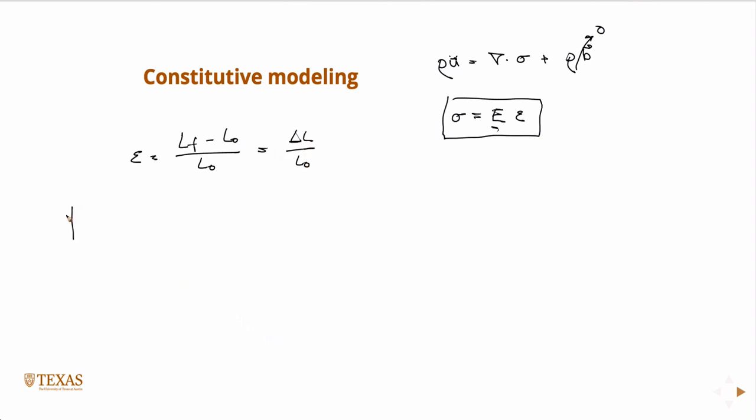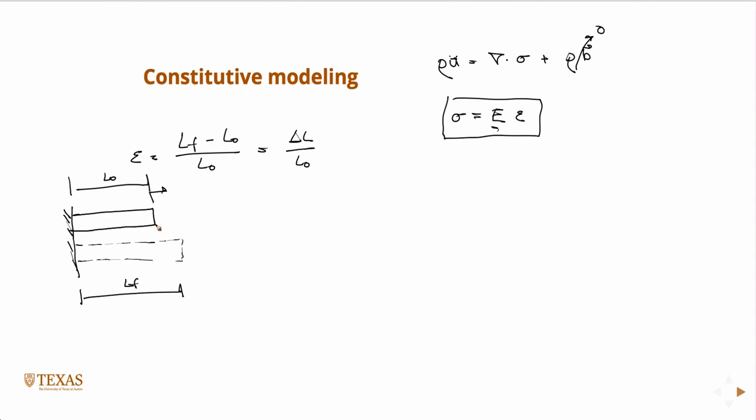And of course, to have a picture, if I have a bar and I pull on the end of it and I deform the bar, its original length would be L0, its final length L_F, okay? So this distance here is delta L, all right?